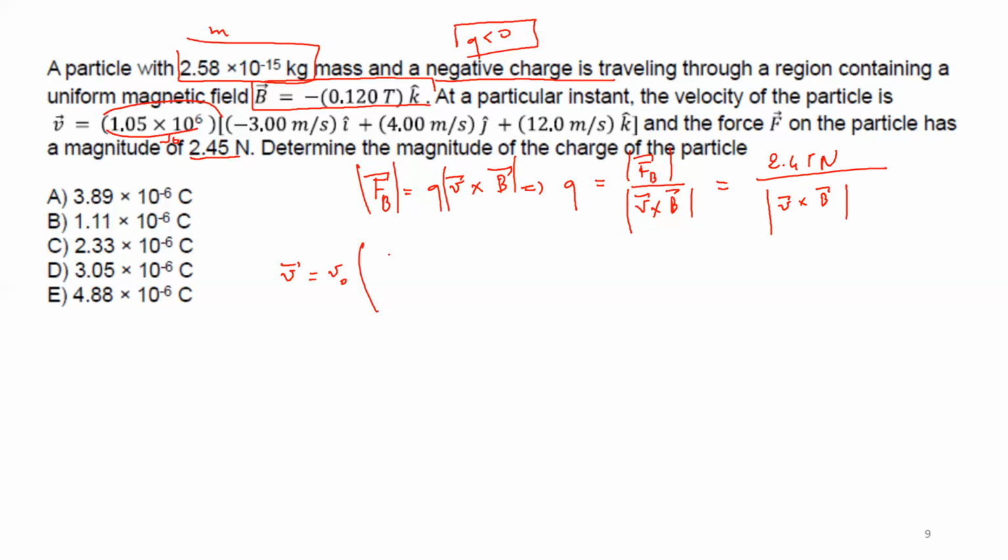V is V naught, minus 3 meter per second along I hat, plus 4 meter per second J hat, and plus 12. V naught being 1.05 10 to the power 6. Now I want to take this cross B. And B is 0 along x, 0 along y, and minus 0.12 along z. So you know everything here. I know the components of V, and I know the components of B. So you can calculate the magnitude of the cross product.